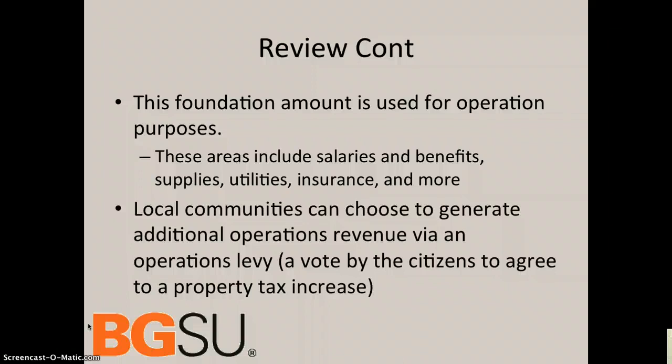And those other types of revenues, local communities can generate. If that foundation amount, the amount that the state guarantees for each kid, is not enough for the level of services the district wants to provide, then they have to go to their local communities and put forward a levy, an operations levy. And some of you talked about in class threats against sports programs and extracurriculars, and those would be things that would have been put in play if an operations levy had failed.